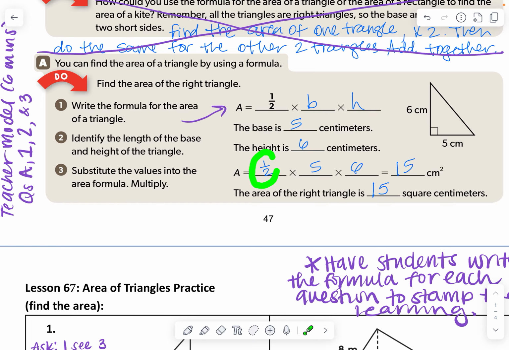So we have the half, then we have our base and our height. Multiplying them all together, we get 15. Now, let's say you use the alternative formula, which was base times height divided by 2. If we did base times height divided by 2, we would have done 6 times 5, giving us 30. Then divide 30 by 2, it still gives us 15. So that might be easier for students than for them to think about fractions. It's the same formula.